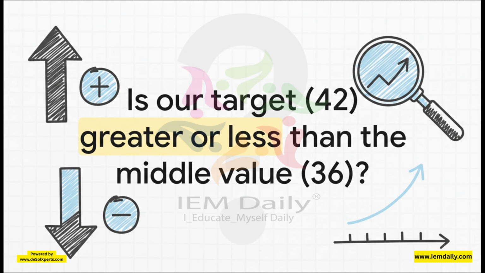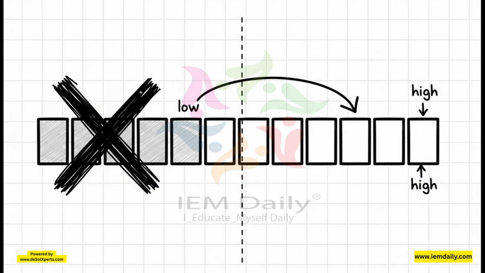We look at our target, 42. Is it bigger or smaller than the number we just landed on, 36? Well, that's easy, right? 42 is bigger. And because, and this is the key, because we know the list is sorted, that simple answer is incredibly powerful. It means 42 cannot be anywhere in the first half of this list. Gone. Just like that. With one comparison, we've thrown out half our problem.